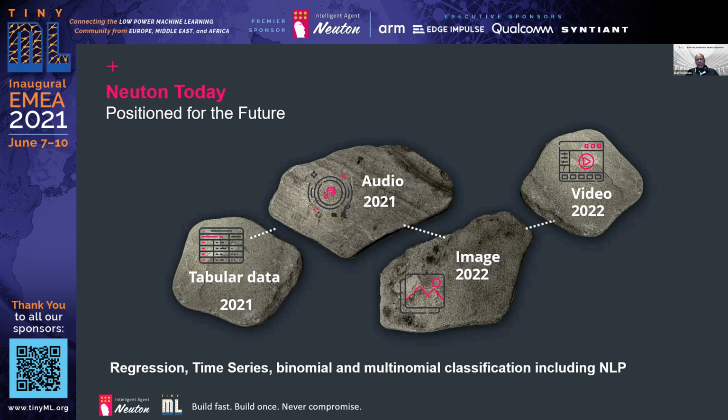Right now, our solution is solving regression problems, time series problems, classification problems, binomial and multinomial, as well as NLP. This year, we're also doing audio, and heading into next year, we'll be adding images as well as video to our solution. So we're certainly expecting that in the near future, our zero code AutoML solution will be addressing all of these different problem types.